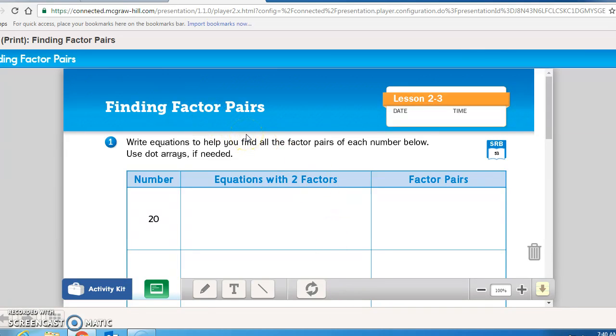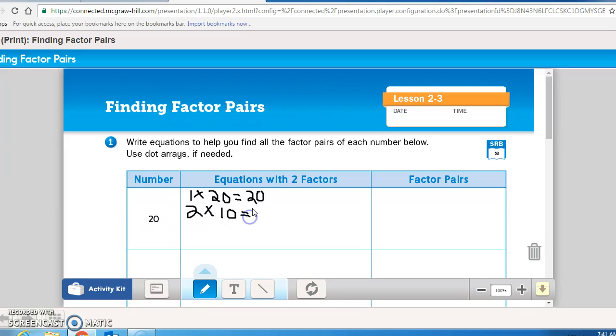Finding factor pairs. Please go to Math Journal page 39. On this page it says, write equations to help you find all the factor pairs of each number below. Use dot arrays if needed. So this time you are not going to use your counters. Your equations would look like this for number 20. 1 times 20 equals 20. That's an equation. 2 times 10 equals 20.